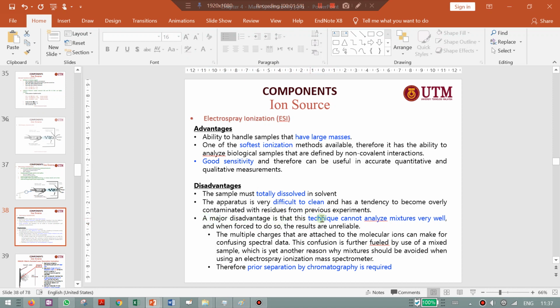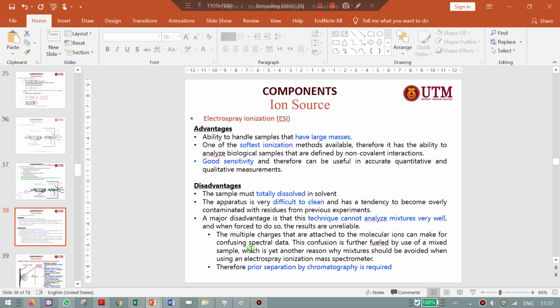Then a major disadvantage is that this technique cannot analyze mixtures very well, and when forced to do so, the results are unreliable. The multiple charges attached to molecular ions can make confusing spectral data. This confusion is further fueled by the use of mixed samples. If our sample has multiple molecules, a lot of molecules, and it is a soft ionization technique, we have a lot of things there. If you analyze a mixture, you have multiple charges on molecules, and it will give various spectra, so you will get confused.